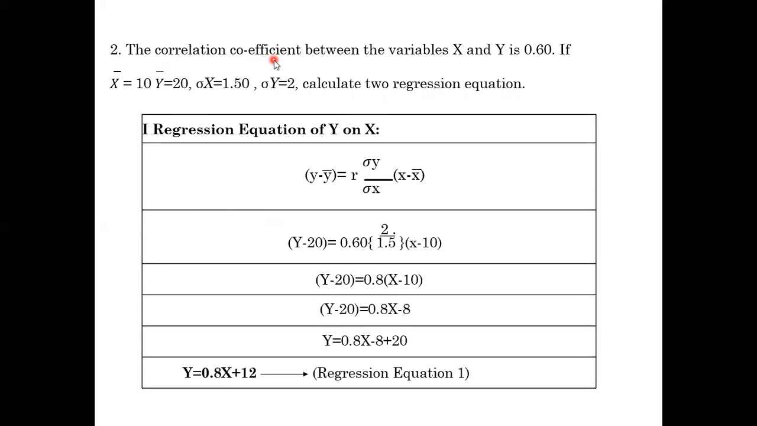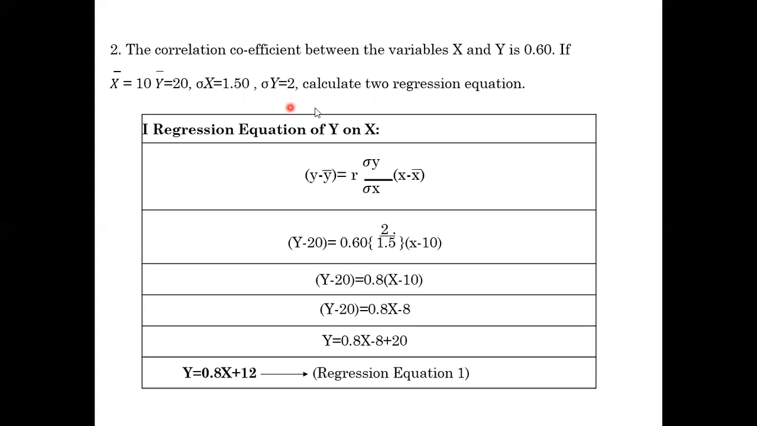The correlation coefficient between the variables x and y is 0.60. So this is the correlation coefficient, 0.60. If x mean is equal to 10, y mean is equal to 20, standard deviation x is equal to 1.50, standard deviation y is equal to 2, calculate the two regression equations.